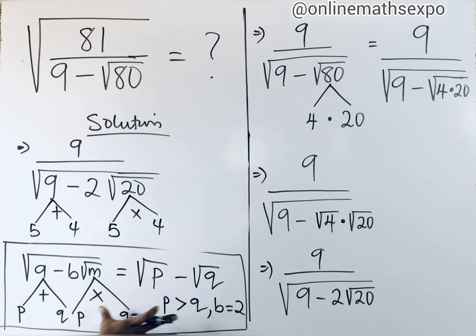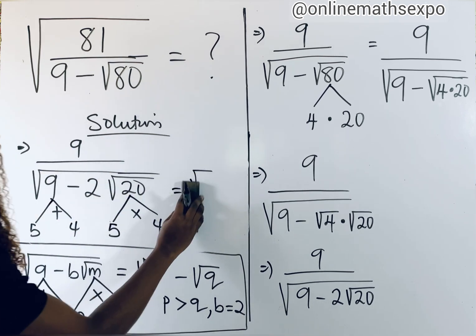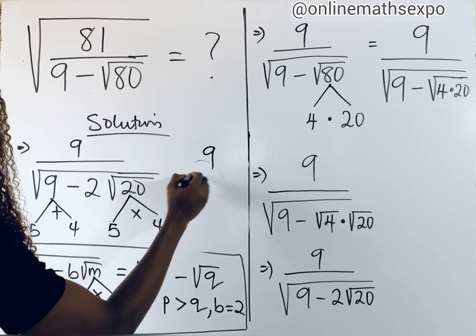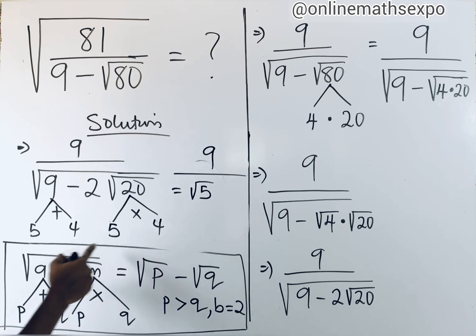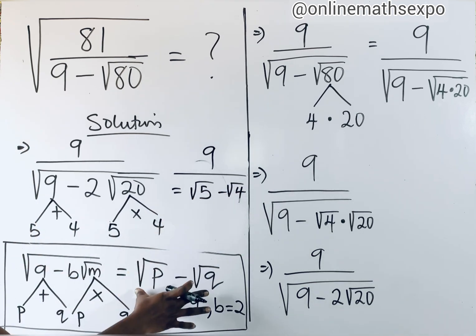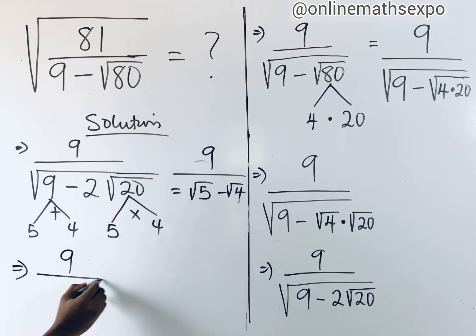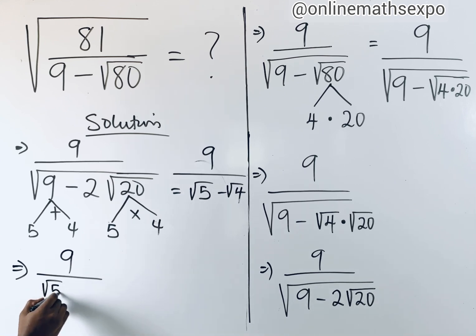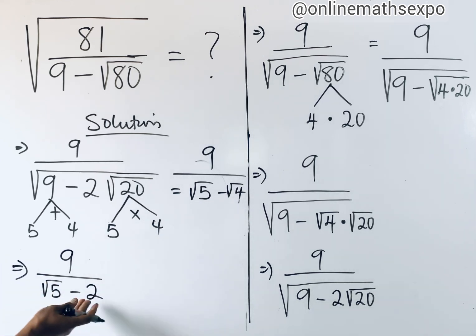Now, applying this, this will give us the root of, so for simplifying this, we are going to have 9 divided by root of 5, okay, minus root of 4. This is of this form. Simplifying it from here, this gives us 9 divided by root 5 minus square root of 4, which gives us 2. So you see what we have.